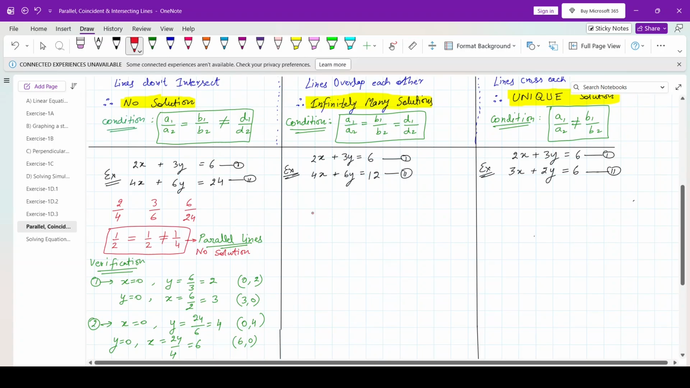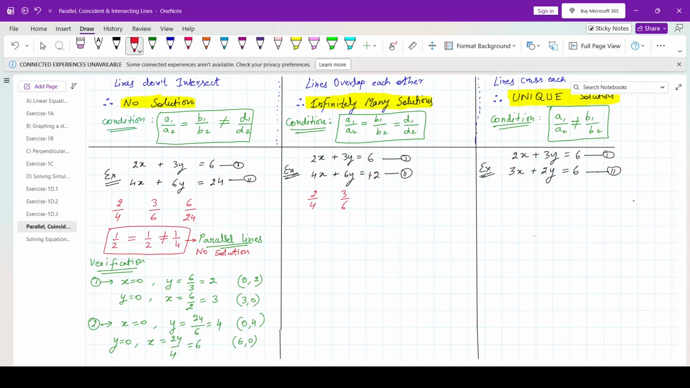Let's take another example. Now I have deliberately taken an example where this condition will meet. So let's see, a1 by a2 is 2 divided by 4, b1 by b2 is 3 divided by 6, d1 by d2 is 6 divided by 12. If we solve these three, we get 1 by 2, 1 by 2 and 1 by 2.